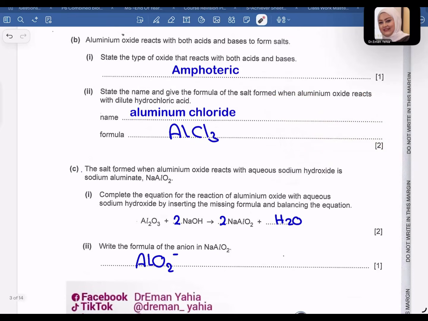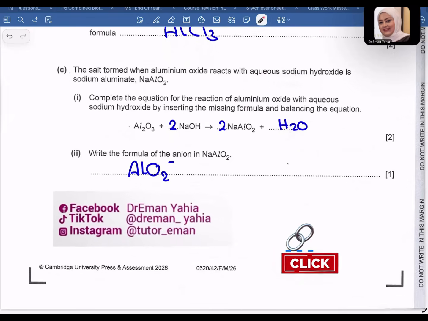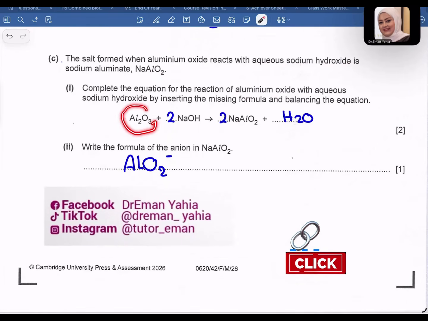The salt formed when aluminium oxide reacts with aqueous sodium hydroxide is sodium aluminate. Complete the equation for the reaction of aluminium oxide with aqueous sodium hydroxide. First, is this a base or an acid? Sodium hydroxide is a base. Aluminium oxide is amphoteric, so it acts as an acid if the second reagent is a base. So aluminium oxide plus sodium hydroxide.